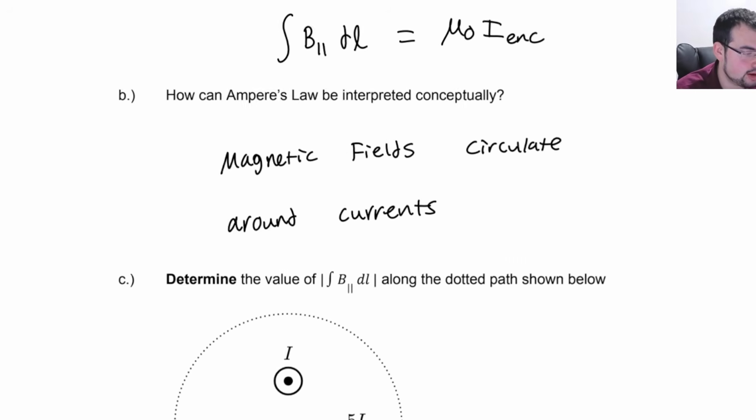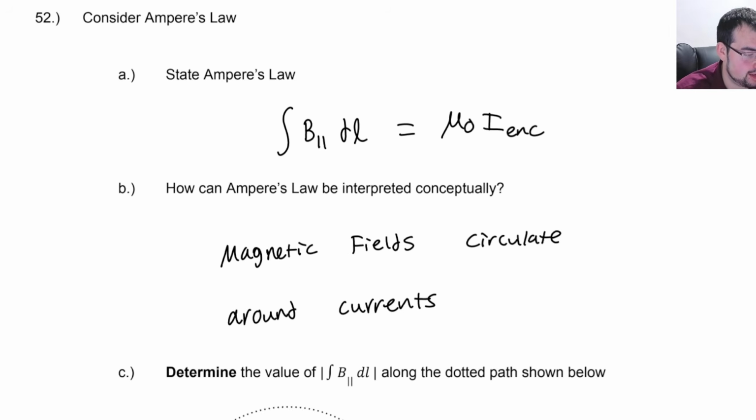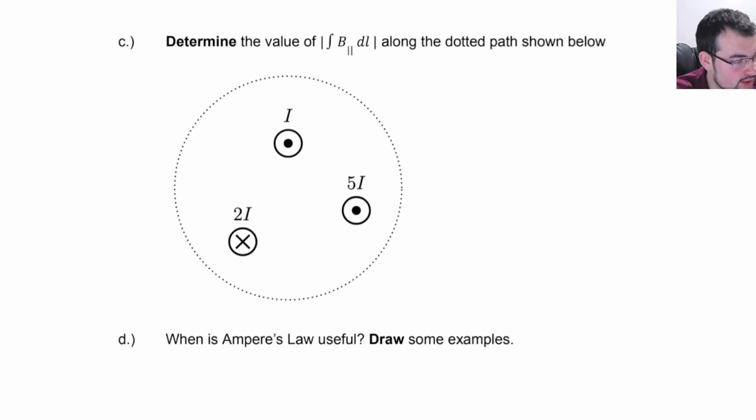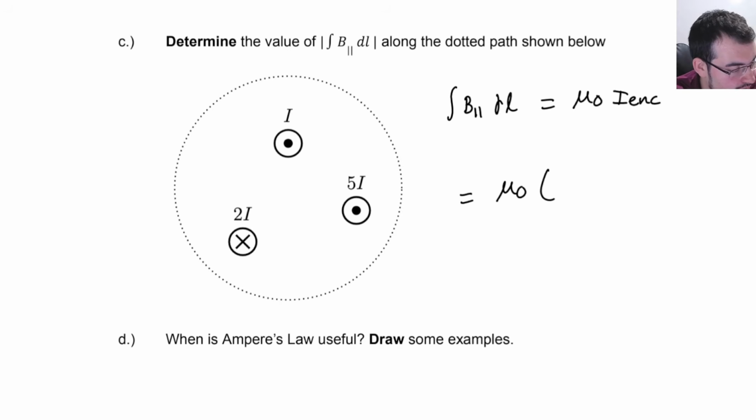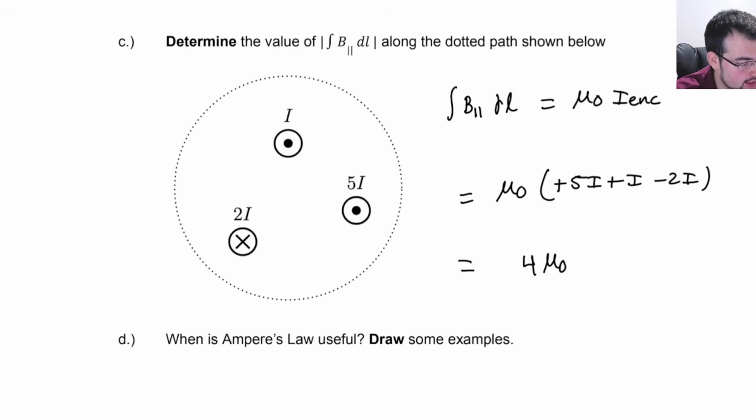So what's the value of this integral? Well, just like flux only depends on enclosed charge, circulation only depends on enclosed currents. So we know that the magnetic circulation B parallel dl is just mu naught I enclosed. So what is the I enclosed? Well, I have a 5I out of the page, I have a 1I out of the page, and I have a 2I into the page. So I subtract the 2I because I said that's into the page. Sign doesn't really matter with these as long as you add like currents and subtract opposite ones. 6 minus 2 is 4, so this is 4 mu naught I.